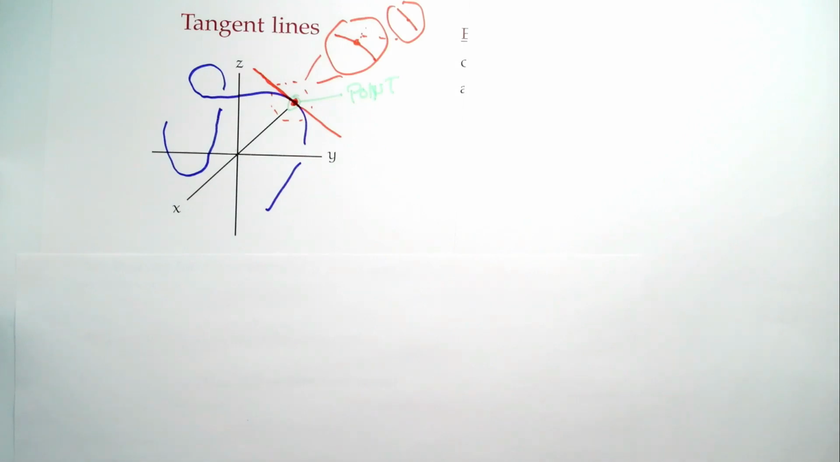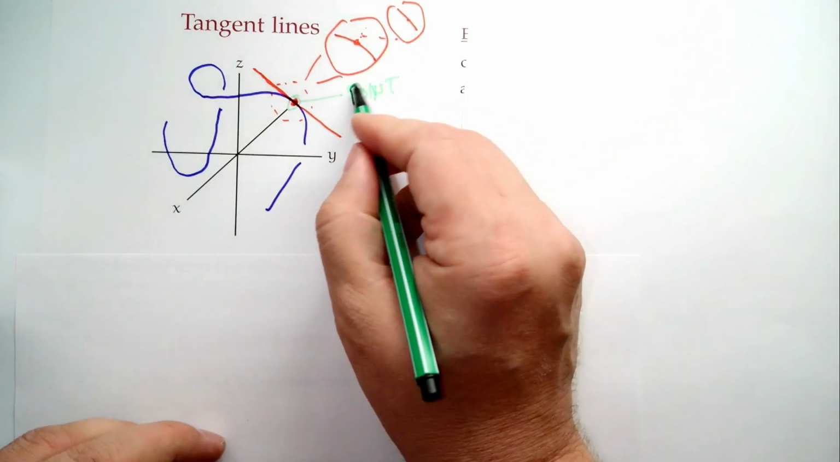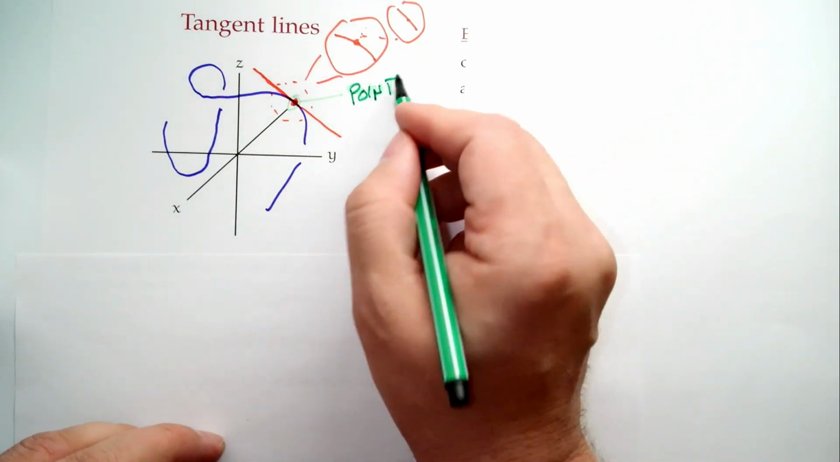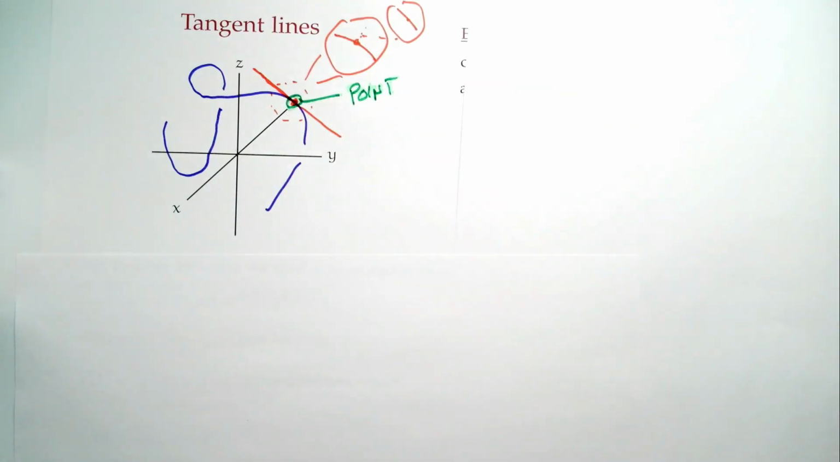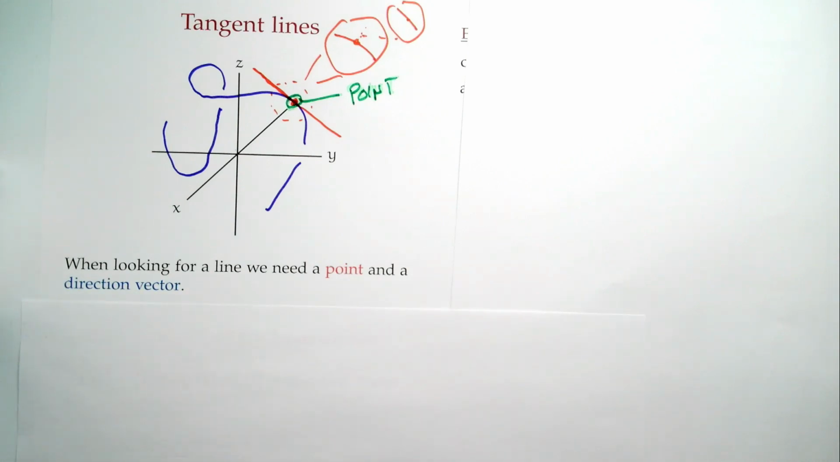But that's not enough. Oh, you can't even see that. It says the word point. I promise it does. I'll rewrite it. Point. There you go. Now, how do we figure out direction? Okay. Need point and direction.